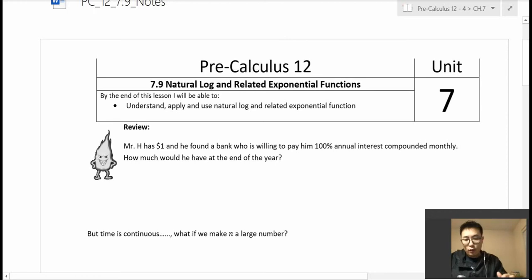All right, welcome back to 7.9. This is the last lesson for this unit, and we are going to look at a special log. We call it the natural log and the related exponential functions.